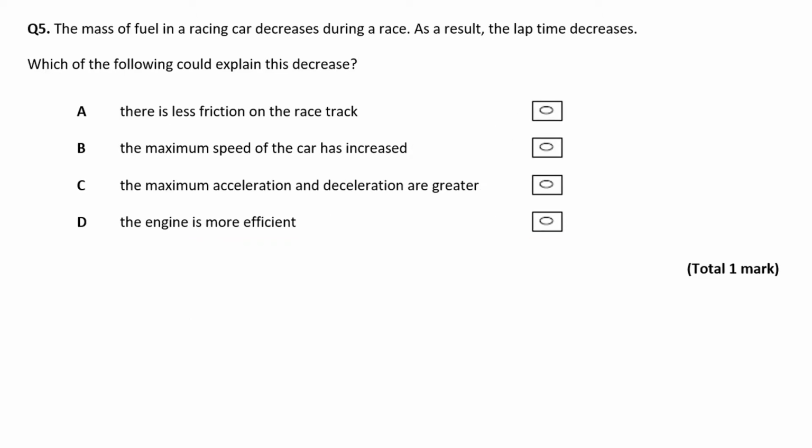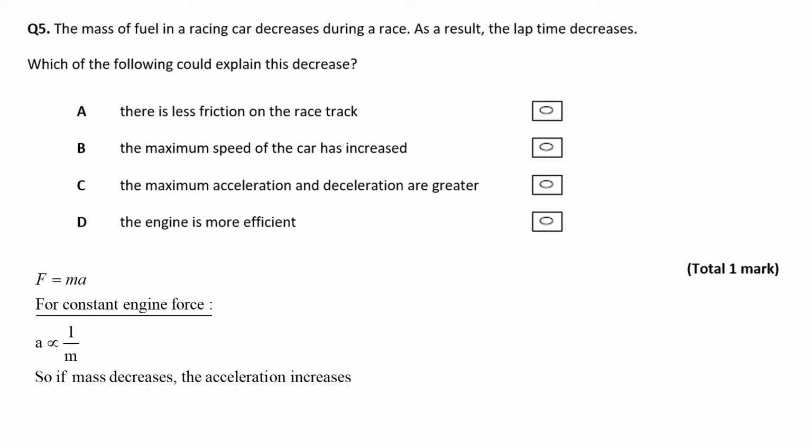Okay, so then the mass of the fuel in a racing car decreases during the race. As a result, the lap time decreases. And this is something, if those of you who watch F1 or any other kind of racing, you will notice quite a lot. So which of the following could explain this decrease? So first of all, I'm going to show you how most people explain this, get the right answer, but their logic doesn't work.